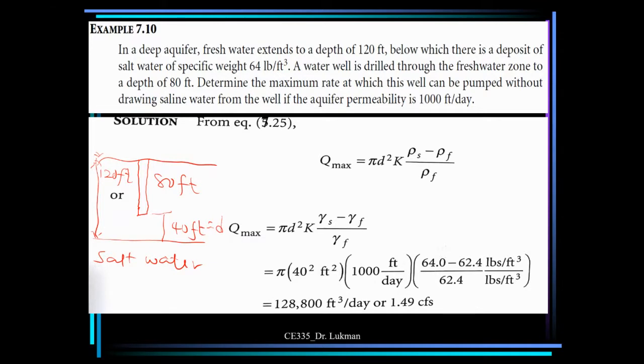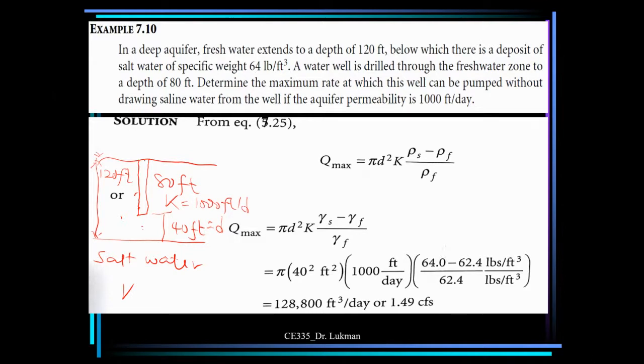Okay, determine the maximum rate at which this well can be pumped without drawing saline water from the well if the aquifer permeability is 100,000 feet per day. Permeability is the hydraulic conductivity, okay? So we have K, the aquifer permeability here, to be 100,000 feet per day.